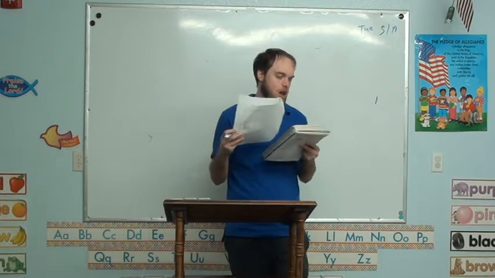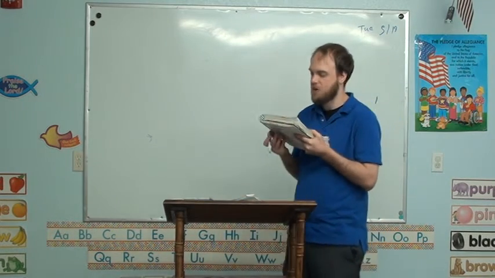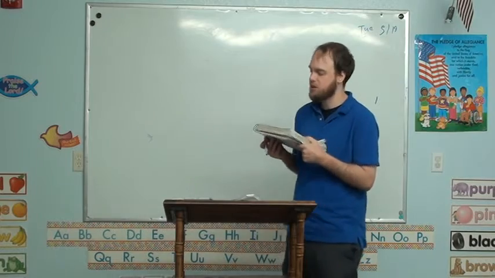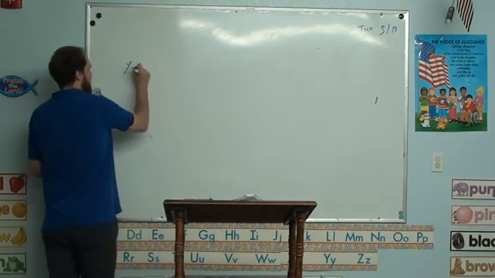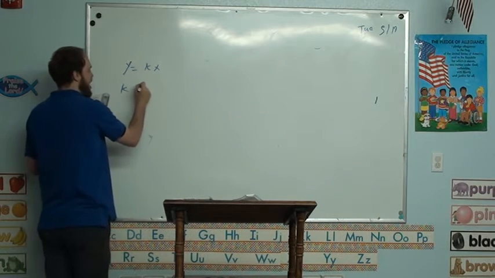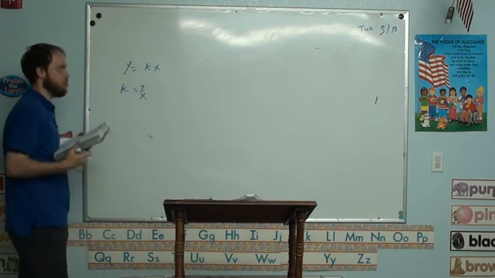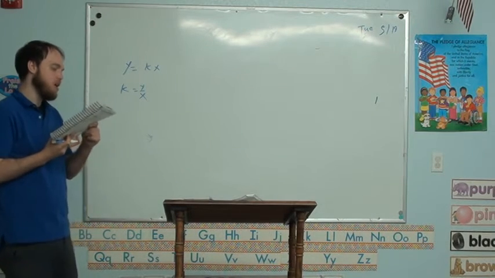On number 1 here, it says for each of the following, y varies directly with x. So you set it up. Remember that it's y equals kx, and k equals y over x. Those are the 2 things you're going to be using to solve 1 through 4.